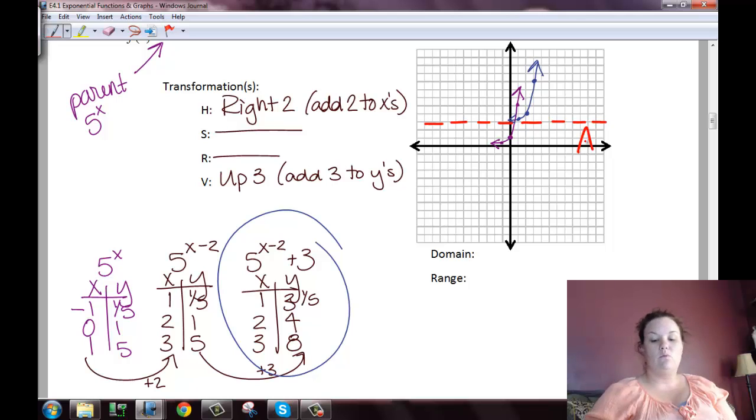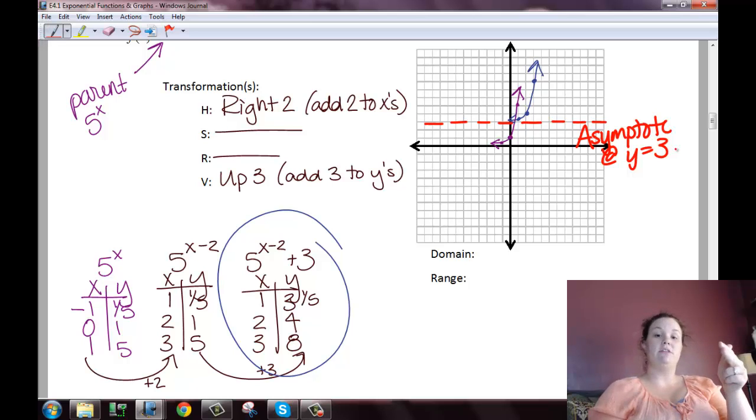Now on your worksheet, if you have a worksheet that goes with this section, you have to identify the domain, range, and location of the asymptote. Make sure you put y equals, don't just put 3. It has to be y equals 3 because it's a line that it's approaching but not touching. And when you draw your graph, make sure your graph doesn't cross that line, because it's an asymptote.